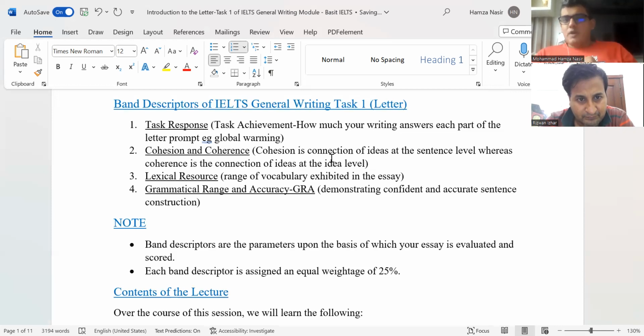Number 2 is cohesion and coherence. That is connection of ideas at the sentence level as well as at the idea level, okay? Meaning that the words that you use in a sentence should not contradict each other.